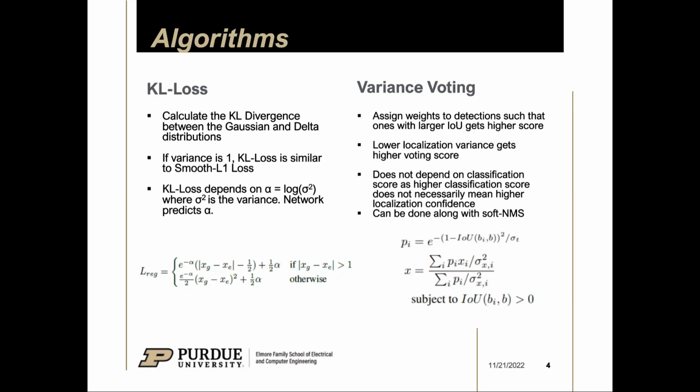In the variance voting algorithm, weights are assigned to candidate detections such that the boxes with larger intersection over union get higher score, and boxes with lower variance get higher score. The voting mechanism does not depend on classification score, as we know that higher classification score does not necessarily mean higher localization confidence. This method can be used along with soft NMS as well.